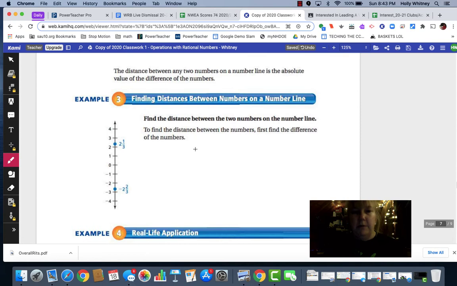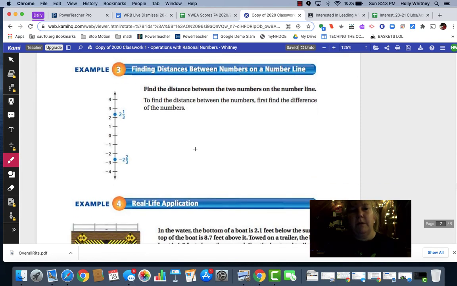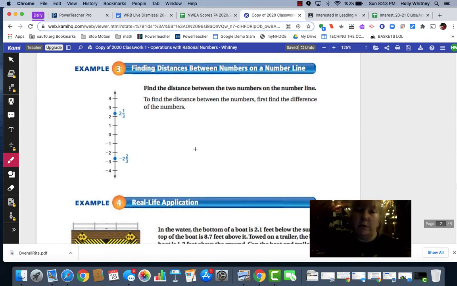Okay, our third example is finding the distance between numbers on a number line. This is a range question. We've done this a billion times. I told you anytime that we get subtraction problems, they like to make it a range problem. So since it's range, range is the larger number subtract the smaller number.